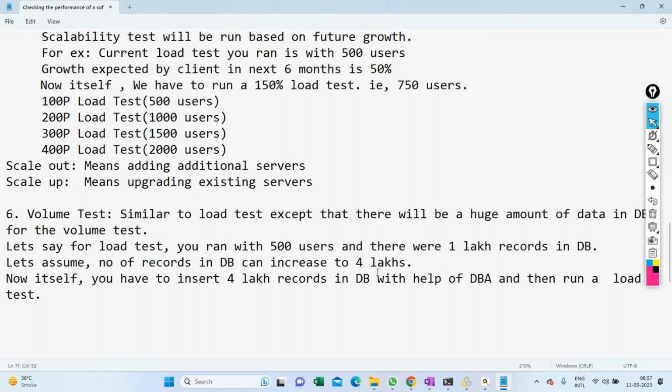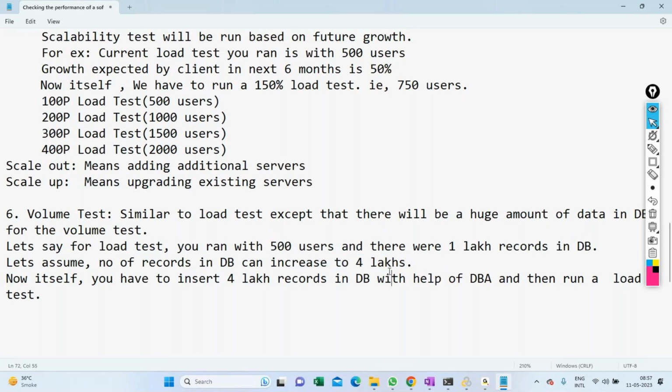So that's the reason for focusing on the data. If there is a huge amount of data in the database, how is your application responding? That is volume testing. It is completely similar to a load test. You just have to run a load test only, but the only change is in the backend, where you increase the records.